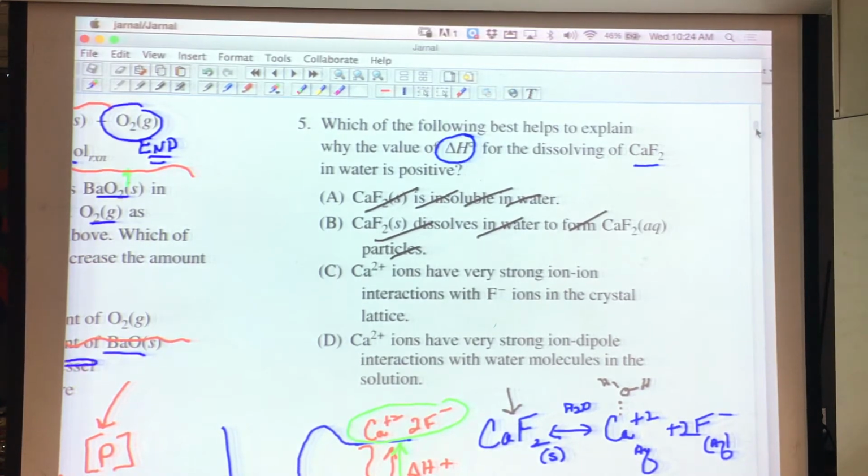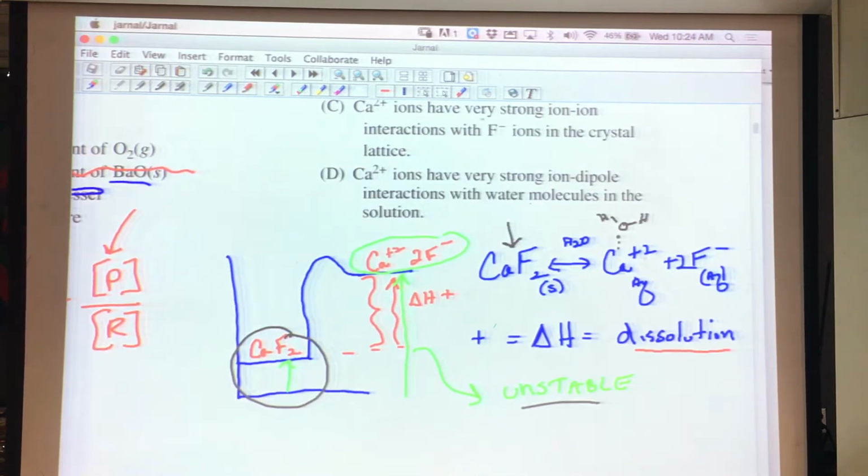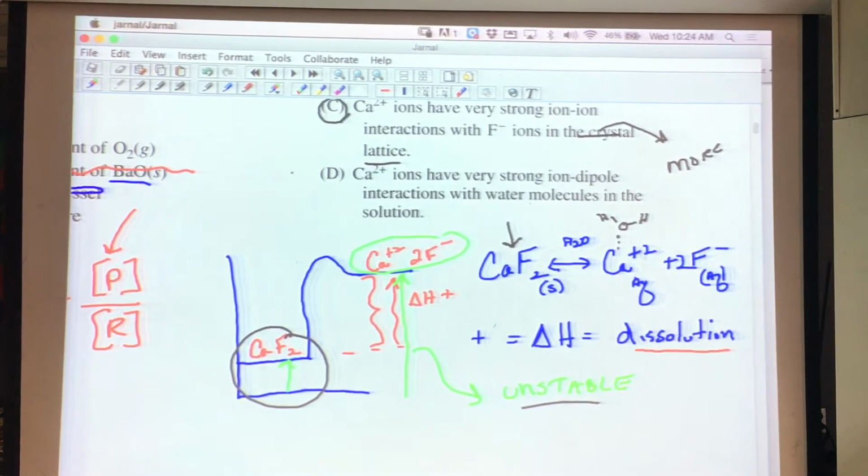The clear reason is that the ions are unstable, or the reactant is more stable. So the ions have very strong ion-ion attractions in the crystal. What this is saying is that in the solid, it's more stable. And if you're more stable, you're lower energy. And that's the answer. This one says very strong ion dipole attractions. That would be with water. If these are stronger, then these are more stable, or it'd be exothermic. So the answer is C.